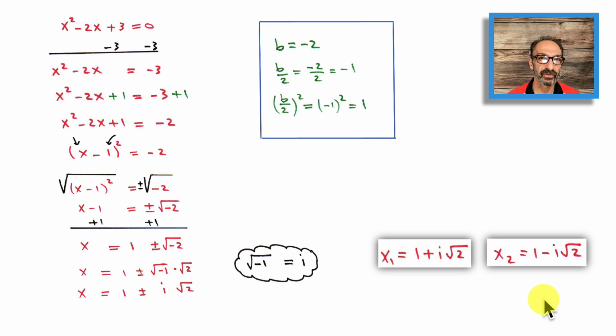I try my best not to go over 20 minutes, and it looks like it's about 17 minutes or 18 minutes. 5 examples, and one example is not going to be enough to complete the square, as you could see.